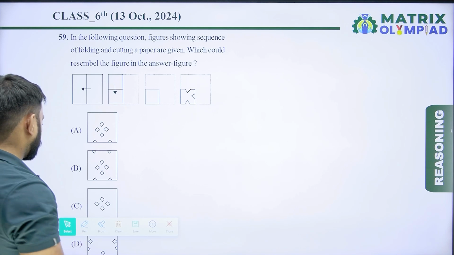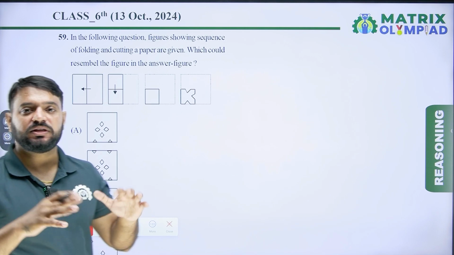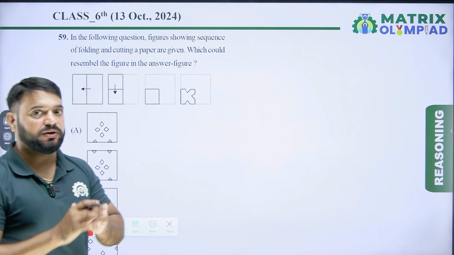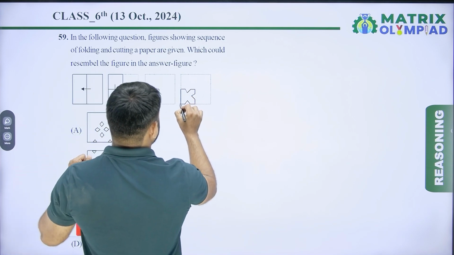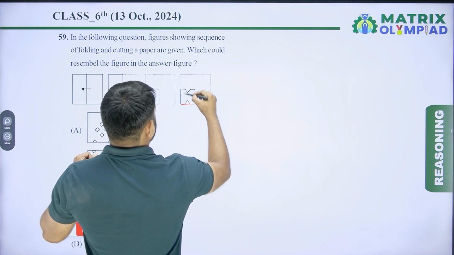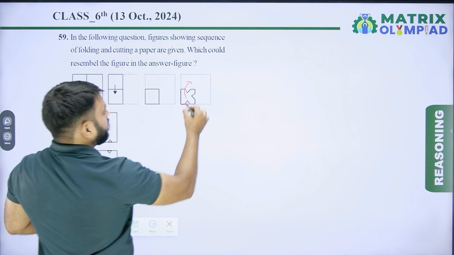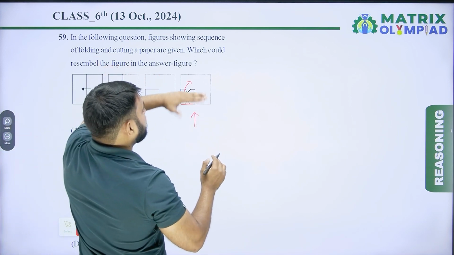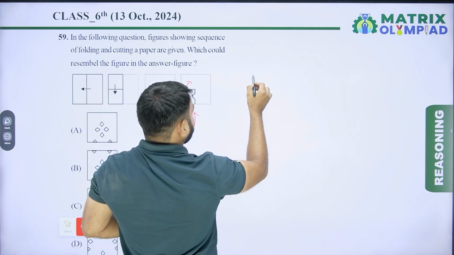So now next question is question number 59. In the following question, figures showing sequence of folding and cutting a paper are given, which could resemble the figure in the answer figure. In this type of questions, unfold the paper in the same sequence when it was folded and find the mirror image in each case. So first unfold this figure in this direction because this figure has been folded in this direction. So this figure will be unfolded in this direction. So when unfold this figure, then we get a figure like this.